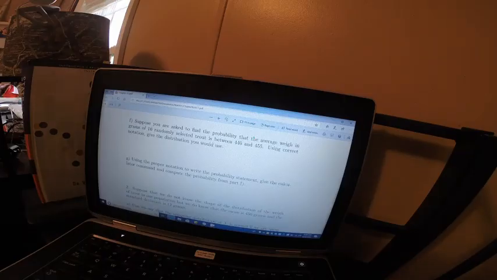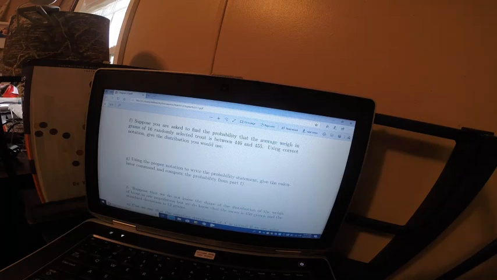Next question. F says, suppose you are asked to find the probability that the average weight in grams of 16 randomly selected trout is between 440 and 455. Using correct notation, give the distribution you would use. The difference between this question and the last one is we've got 16 randomly selected trout. G says, using proper notation, write the probability statement, give the calculator command, and compute the probability from F. So we're going to complete F and G real quick.